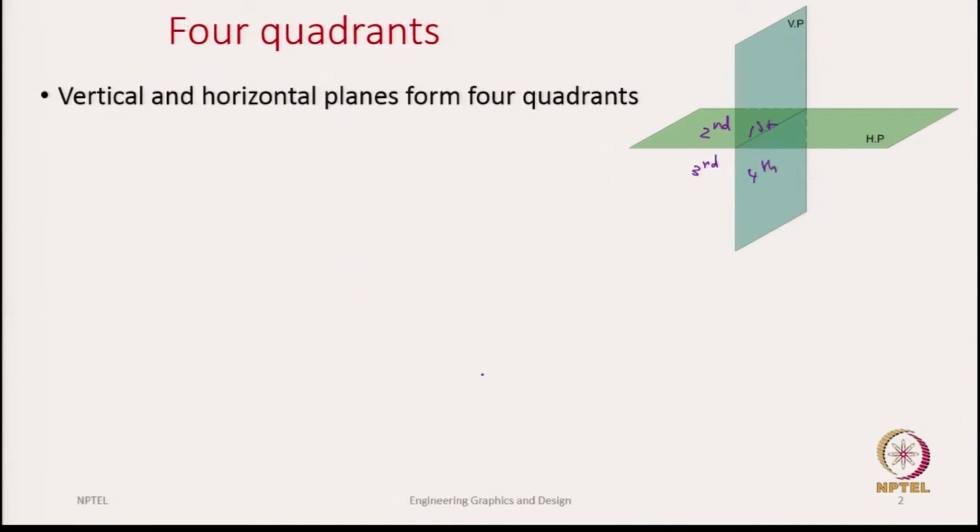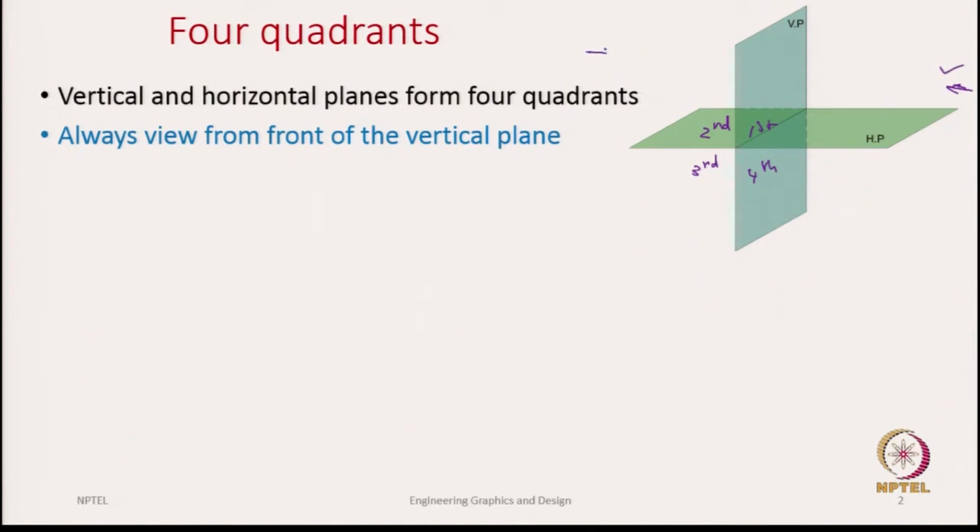There are two important principles about where the observer should be looking from to capture the front view and the top view. The first rule says to always view from the front of the vertical plane. Let us say you have an object and you are looking in this direction to capture the front view. You should be looking from the front of the vertical plane, which is correct. You should not be looking from the back, which is wrong.